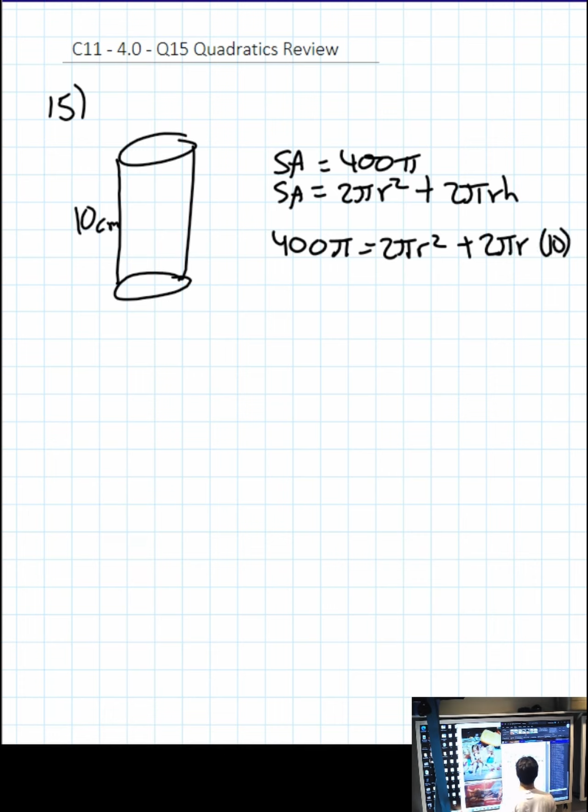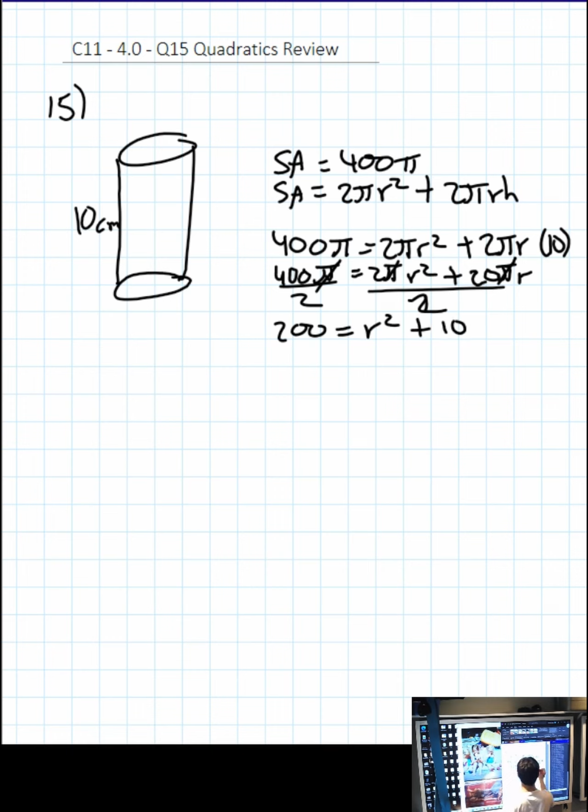Nice. Okay, so let's clean it up. So 400 pi equals 2 pi r squared plus 20 pi r. We can divide both sides by pi first of all. Let's just cross off all the pi's. And then we can divide both sides by 2, both sides. Good, so 200 equals r squared plus 10r. We can then get it equal to 0, so 0 equals r squared plus 10r minus 200.